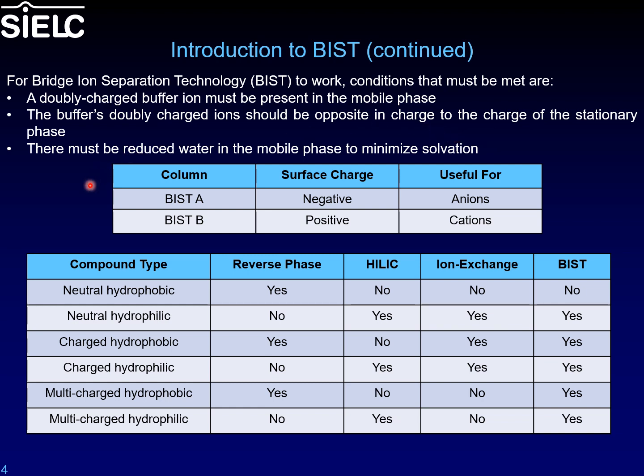And below, we have shown a general summary of the different kinds of columns that are available. There is BIST A, which has a surface charge that is negative in nature, and if using an appropriate bridge ion, can be useful for anions. The BIST B columns have a positive surface charge, and thus with an appropriate bridge ion, they can be useful for cations. And BIST itself has a great degree of versatility with separating and analyzing different molecules, with the notable exception of neutral hydrophobic molecules. This universality of this method is not displayed in other popular chromatographic methods, such as ion exchange chromatography or reverse phase chromatography.